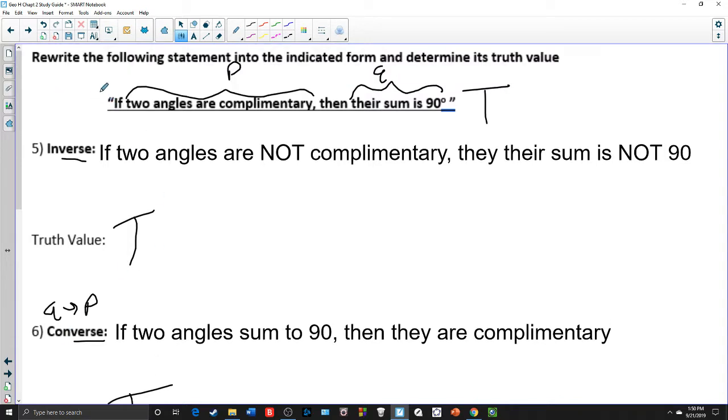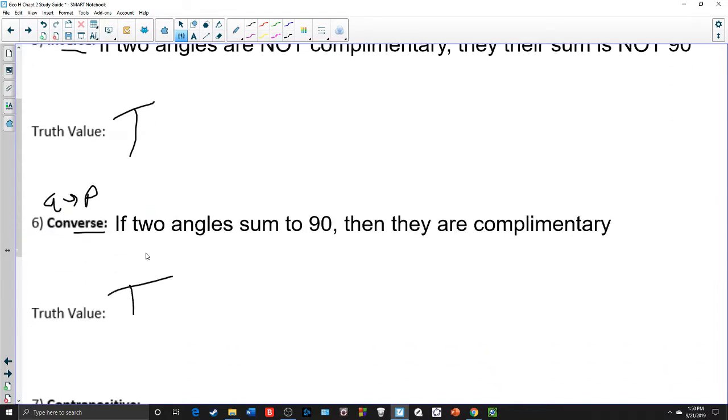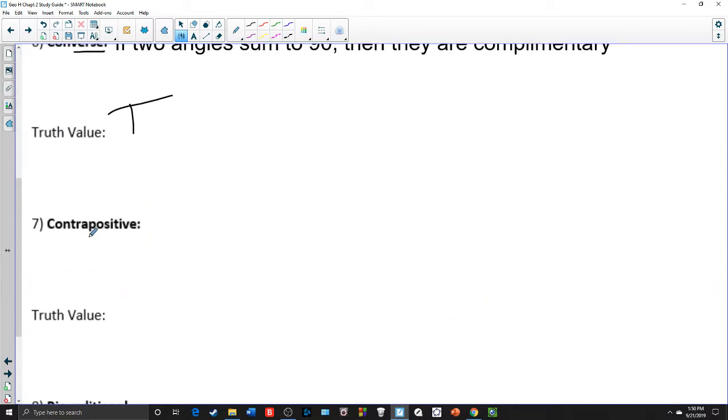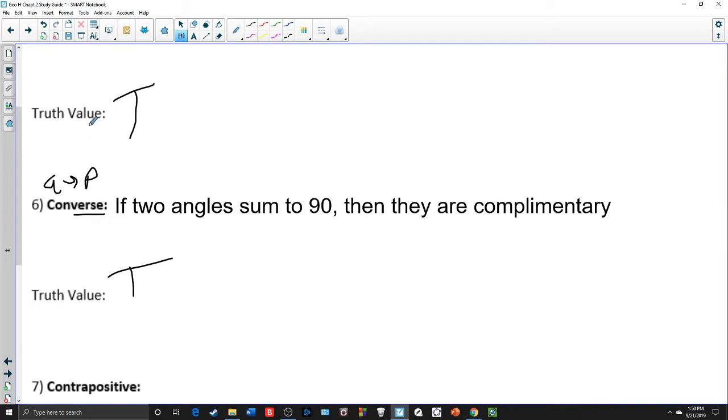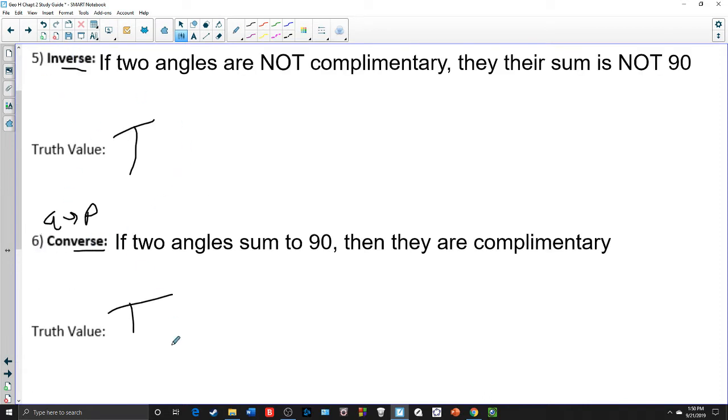And the conditional, which is the starting one, so this one, has the same truth value as the contrapositive and vice versa. So we already know the contrapositive is true because the original statement was. So if your original statement is true, the contrapositive is true. If your verse statement is true, the other verse statement is true.